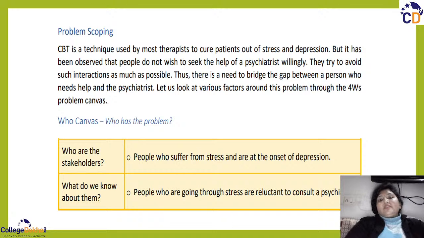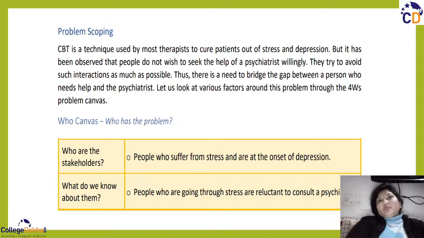Thus, there is a need to bridge the gap between a person who needs help and the psychiatrists. So let us have a look at how the person can share his or her feelings with the machine, and then the machine is going to help in that case. So here we are going to use the AI project cycle. The problem is that the person is suffering from stress, and that is leading to the onset of depression.